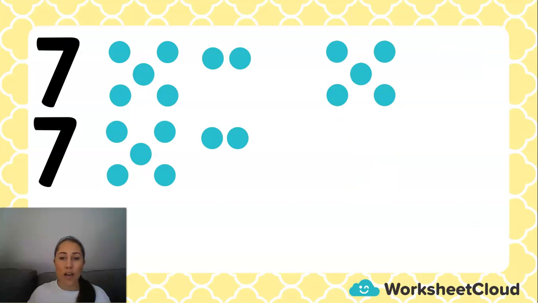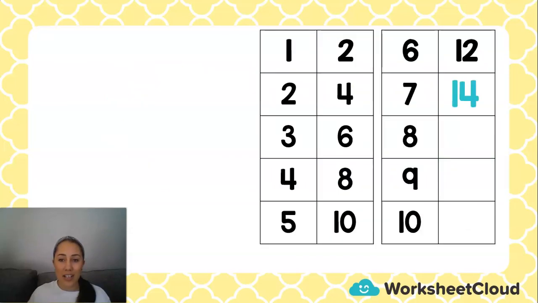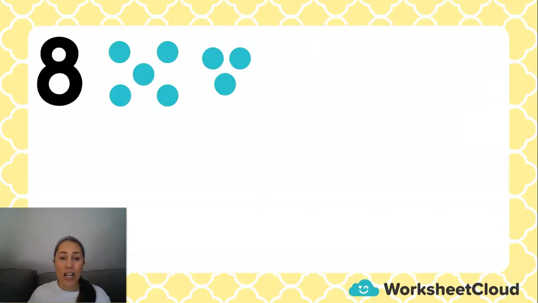So let's do it with our hands. I have double 5, and that's 10. And I have double 2, and that is 4. And I add them together. Let's quickly think. 10 plus 4 is going to give me 14. That's correct. Let's have a look at 8.